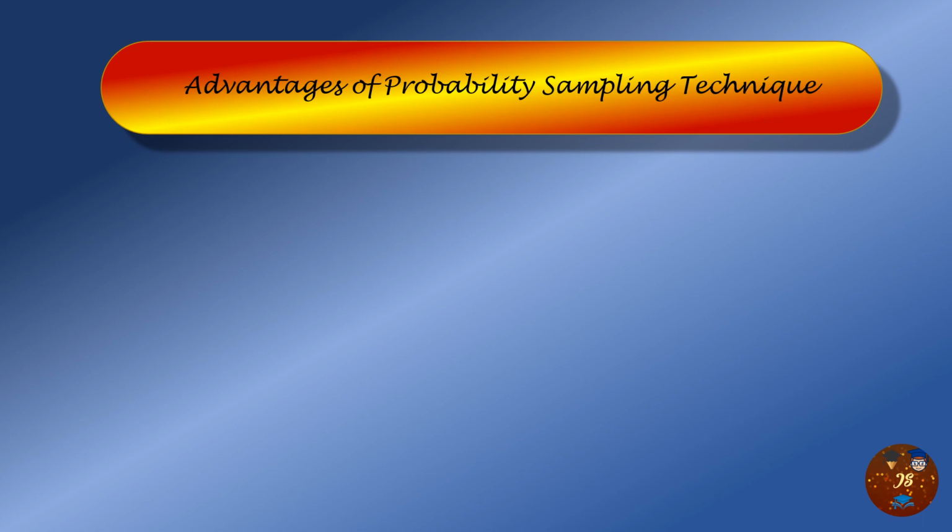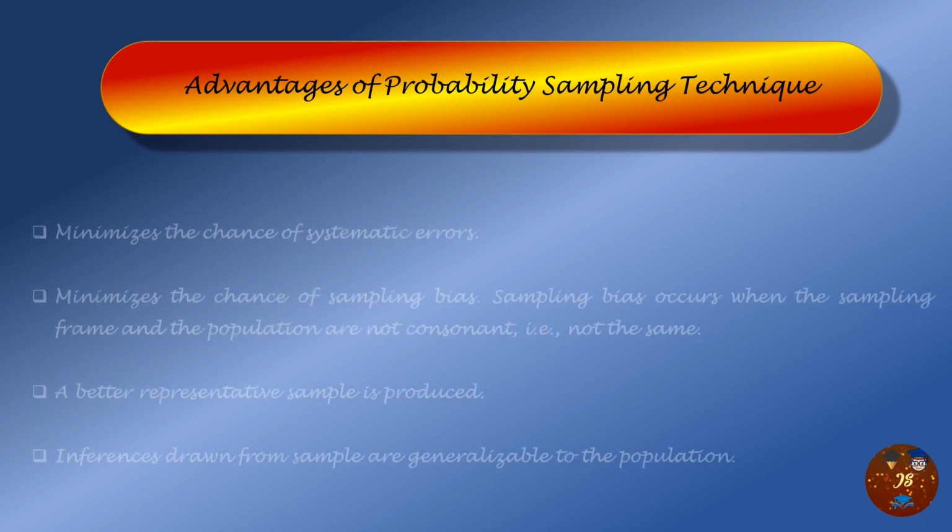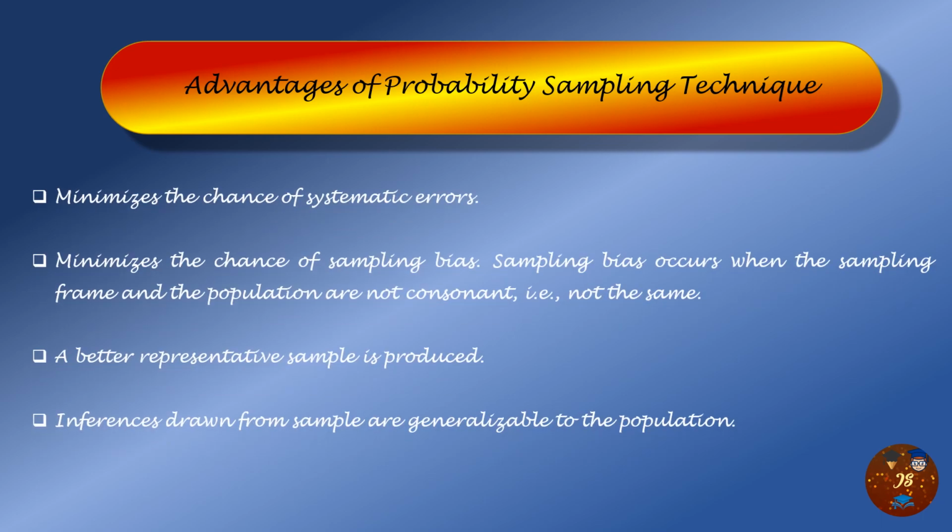Now, what are the advantages of probability sampling technique? Number one, it minimizes the chance of systematic errors because all different types of sampling techniques are totally controlled by the mathematics, and they are usually done stage after stage. So in this case, the percentage of error or the systematic error percentage minimizes. It also minimizes the chance of sampling bias.